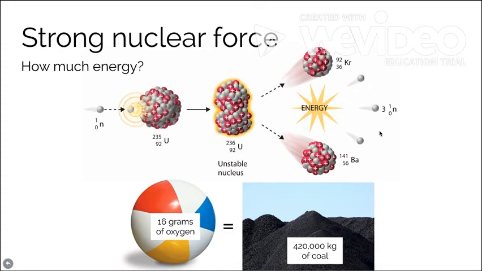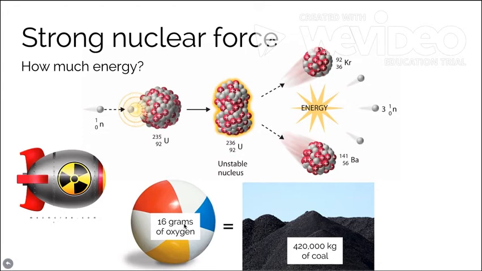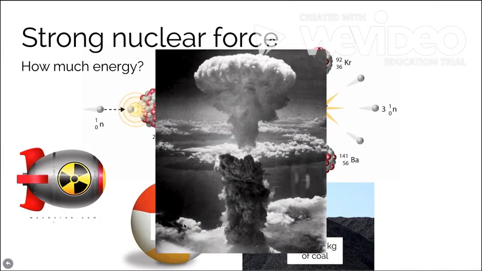Yeah, that's right. I said 420,000 kilograms. It's not a typo. It is a tremendous amount of energy that you're releasing for a very little amount of starting materials. And it's exactly for this reason why something like a nuclear weapon can be very small, but it can have a very large destructive power, because you are releasing a ton of energy from that strong nuclear force.